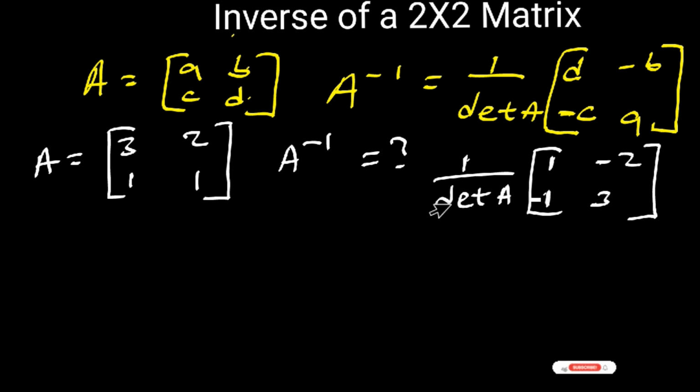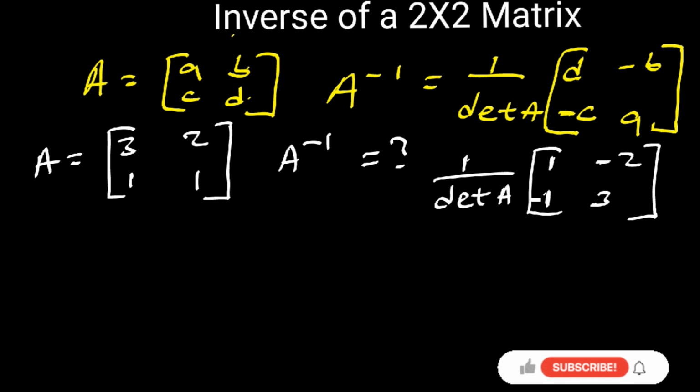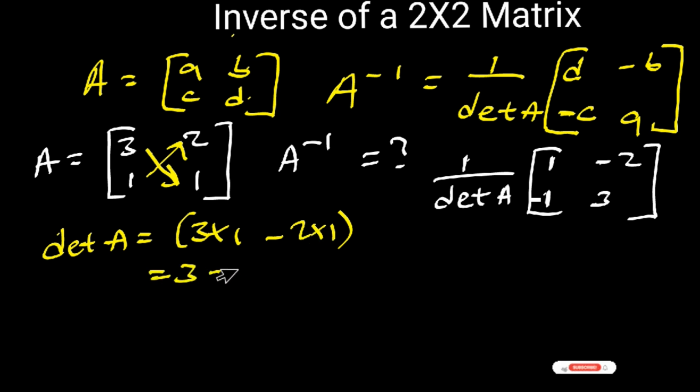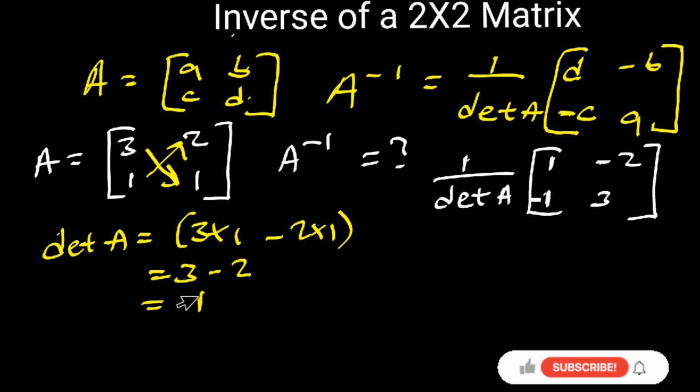So let's go ahead and find the determinant of this matrix A. To find the determinant of matrix A, we are going to multiply this leading diagonal and then this 2 and 1 and take away the product of 2 and 1 from 3 and 1. So the determinant of matrix A is equal to 3 times 1 minus 2 times 1. So 3 times 1 is equal to 3, minus 2 times 1 is equal to 2. So 3 minus 2 is equal to 1.